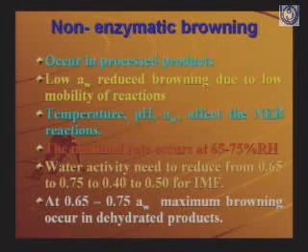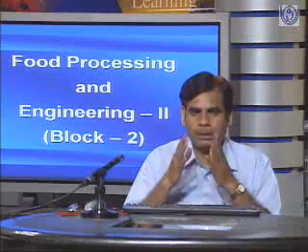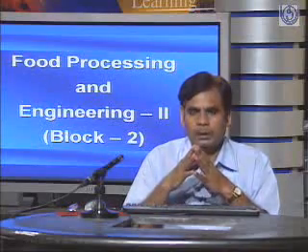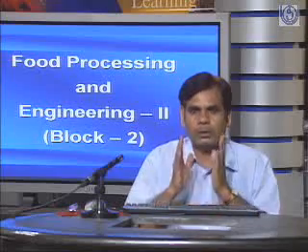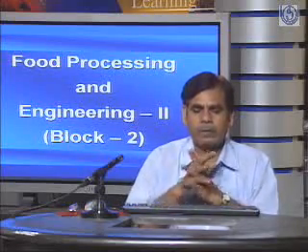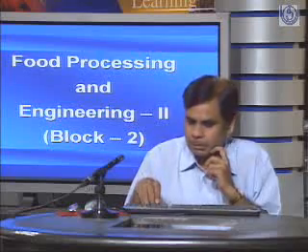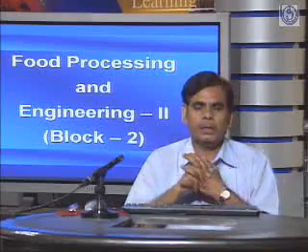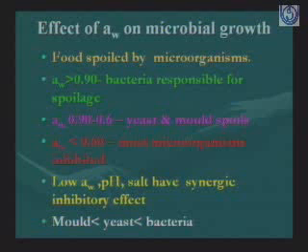So intermediate foods are those foods which have been processed and have a high amount of moisture, that is 20 to 50%, but they are stable at room temperature. There is no need to store them as refrigerated foods. In case of dehydrated foods, the water activity needs to be reduced to 0.65 to 0.75 water activity. Then the effect on microbial growth, actually the food is spoiled by microorganisms.